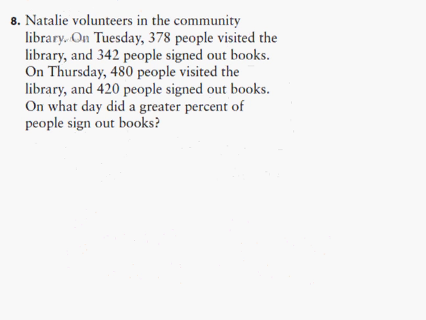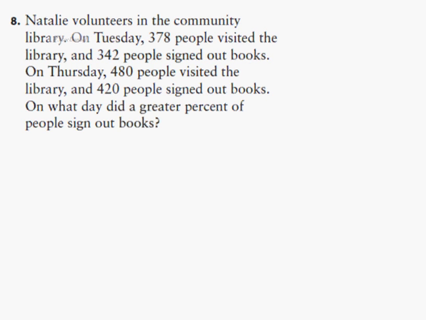Question 8 says, Natalie volunteers in the community library. On Tuesday, 378 people visited the library and 342 people signed out books. On Thursday, 480 people visited the library and 420 people signed out books. So this is exactly like the previous question, except this time instead of adventure novels and total books bought, this is people visiting the library.